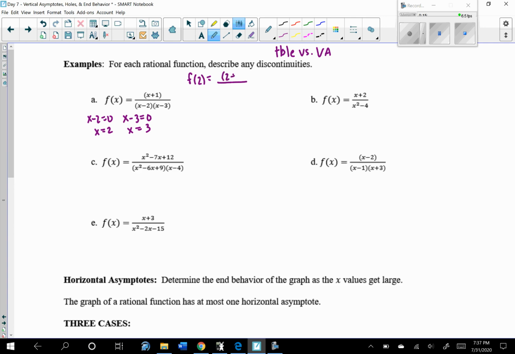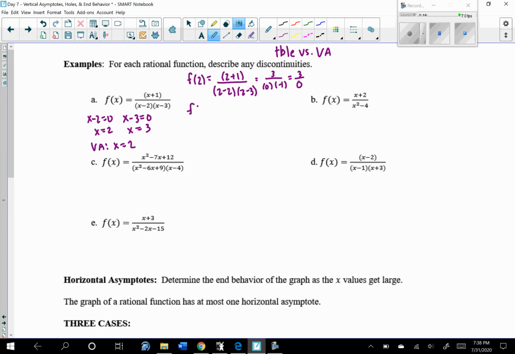So if I plug these values in, f of 2, I get 2 plus 1 over 2 minus 2 times 2 minus 3. So that gives me 2 plus 1 is 3 over 2 minus 2 is 0, and 2 minus 3 is negative 1. So that gives me 3 over 0. Because I have 0 in my denominator when I plug that in, that's how I know it's a vertical asymptote. So vertical asymptote at x equals 2. If it was a hole, I would actually get a value other than 0 in the denominator.